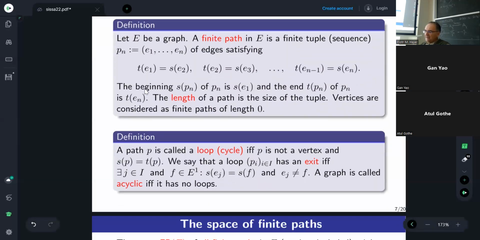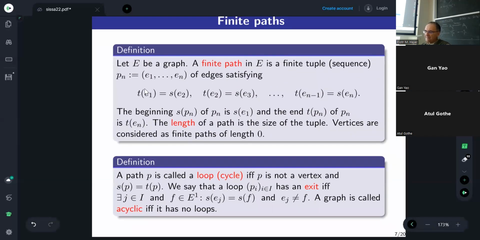Okay, so now how about loops? A path P is called a loop if P is not a vertex. So vertices are not considered loops, never, because this is a path which begins and ends at the same place. No, we don't call vertices loops. Okay, a path P is called a loop or a cycle. That's very confusing. People do not agree.